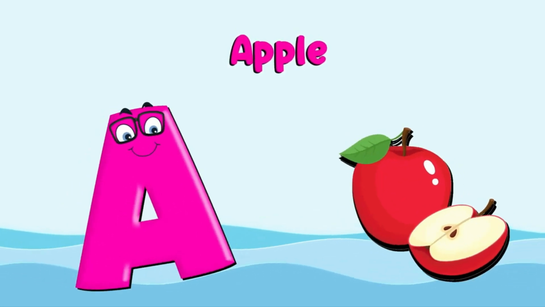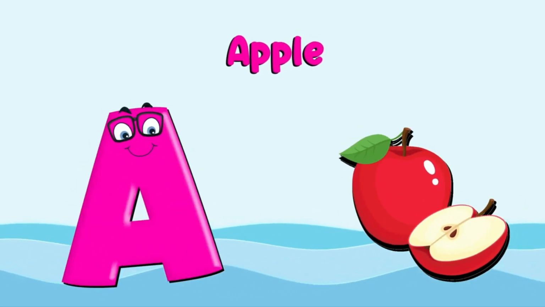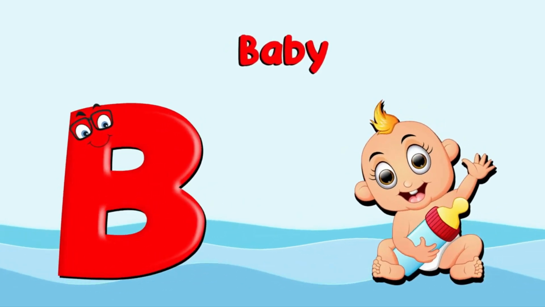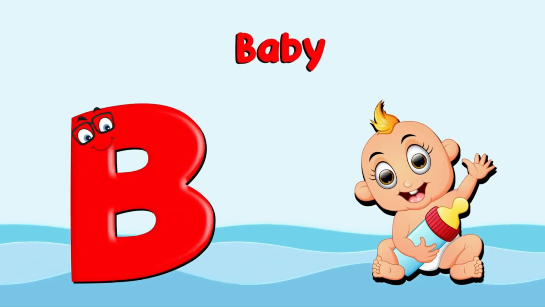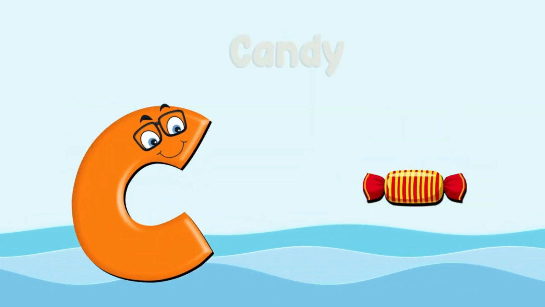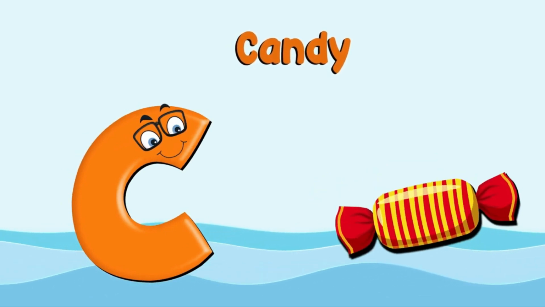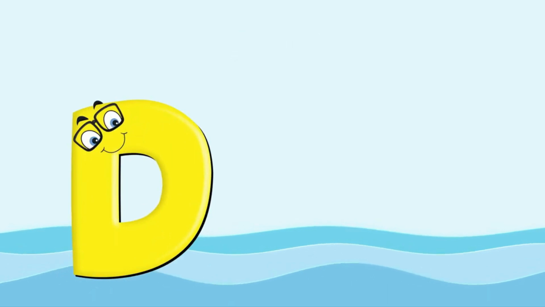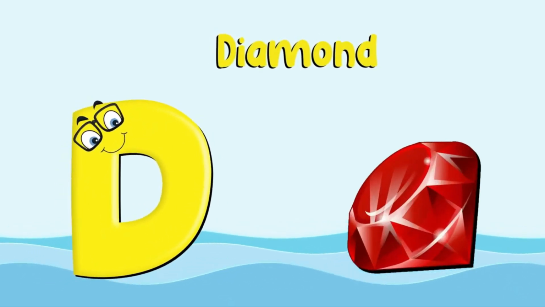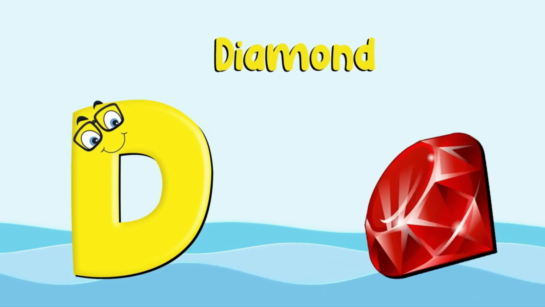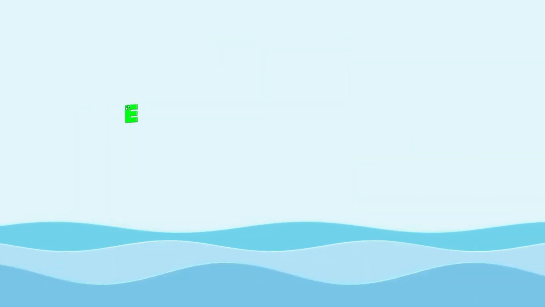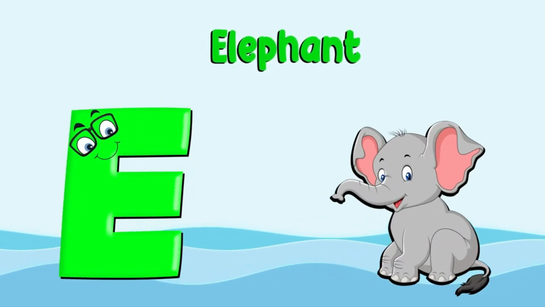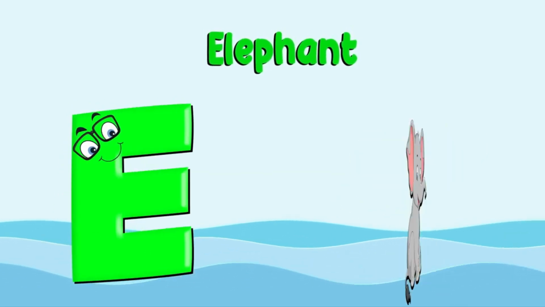A is for apple. Apple. Apple. A. Apple. B is for baby. Baby. Baby. B. Baby. C is for candy. Candy. Candy. C. Candy. D is for diamond. Diamond. Diamond. D. Diamond. E is for elephant. Elephant. Elephant.